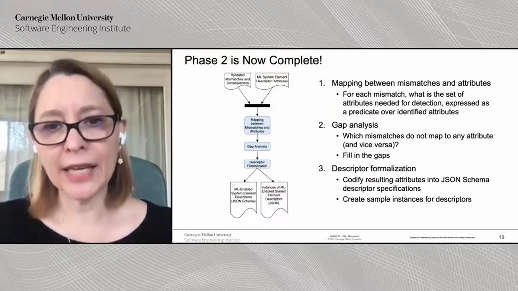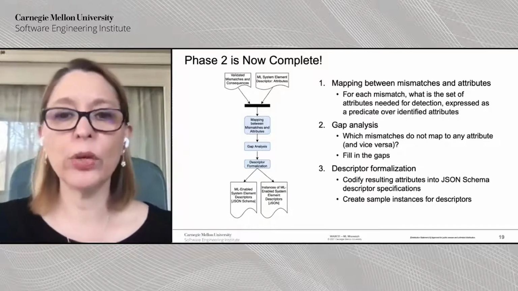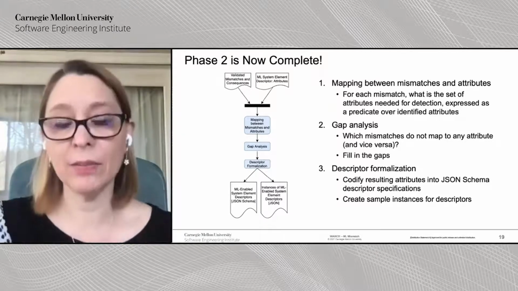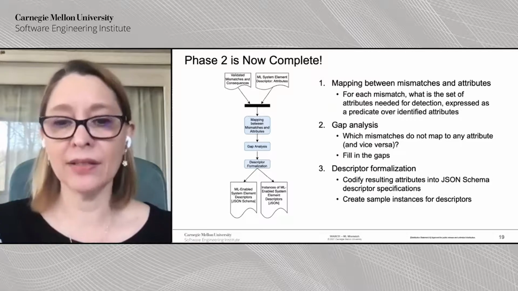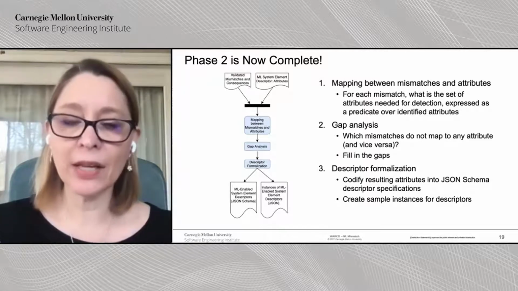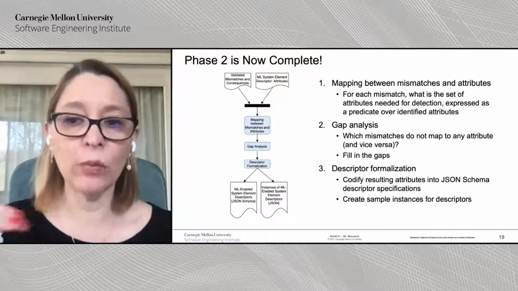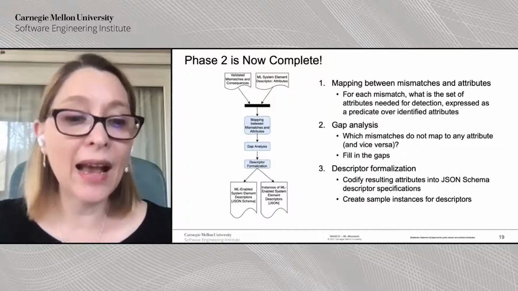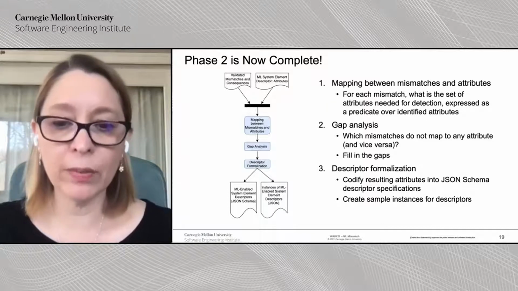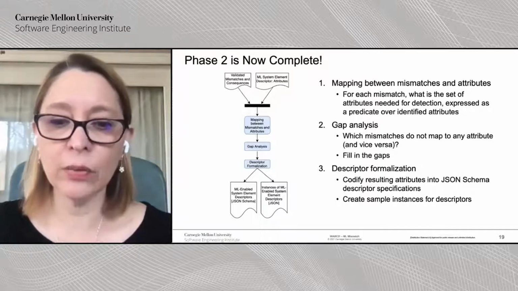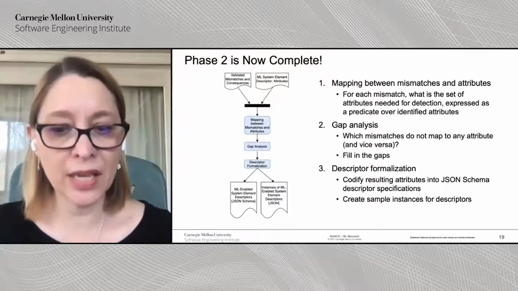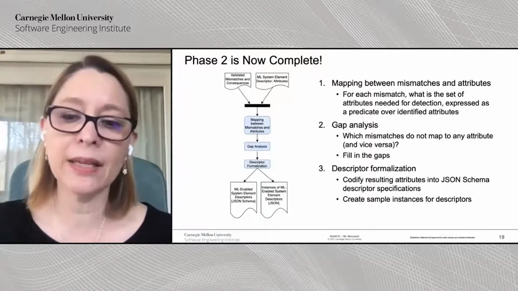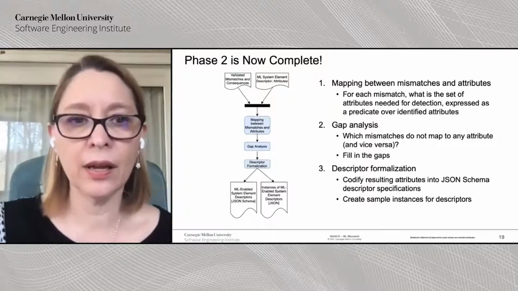So basically, for each mismatch, what is the information that you would need in order to avoid having this mismatch? And then we did a gap analysis. Which mismatches did not map to any attribute and which attributes did not map to any mismatches, and we filled in the gaps. And out of that came a descriptor formalization. We codified the resulting attributes into JSON schema descriptor specifications, and created sample instances for these descriptors.